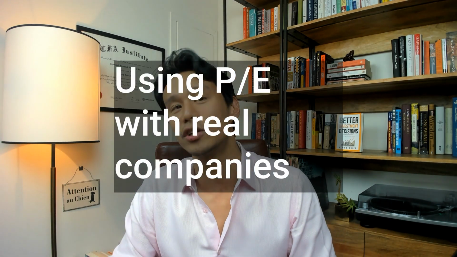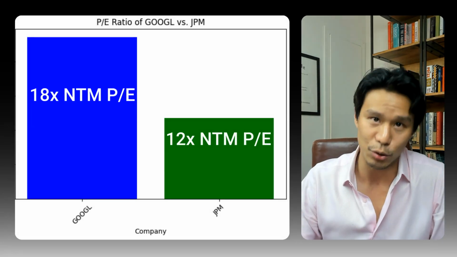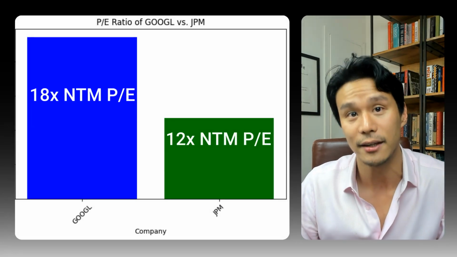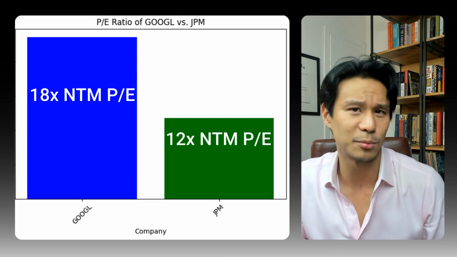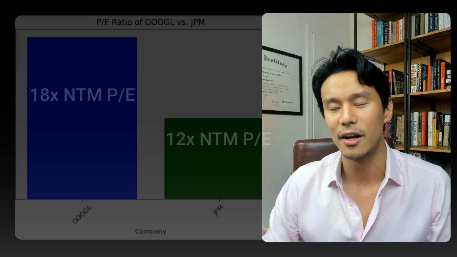So how do we use PE multiples for real companies? Well, say we're looking at Google, which today is about 18 times PE, versus JP Morgan, which is 12 times PE. Does that mean Google is more expensive and we should buy JP Morgan? Well, not quite, because they're not comparable. Google's in the tech business, they sell digital ads. JP Morgan is in the banking business, they do lending, they manage assets, they do transactions. So they have different growth patterns and different business models. So they're valued differently. It's like comparing the price of a sports car versus a pickup truck. There's different uses, so there's different prices.